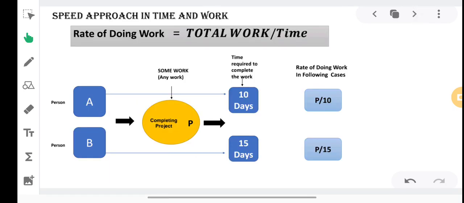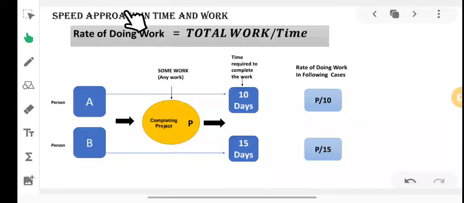In the next slide I'll show the rate of doing work. So see here, the speed approach is used similarly in time and work, that is, rate of doing work is equal to total work, whatever it may be, divided by time. That gives you the rate of doing work. This is the most important formula in time and work.